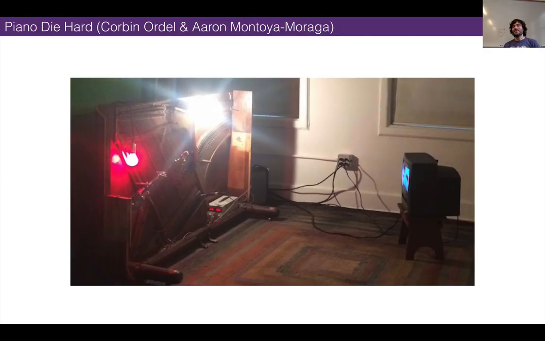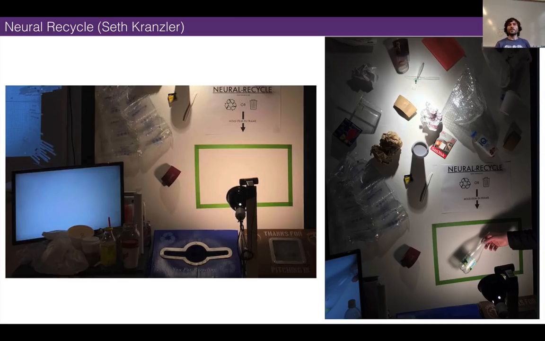So basically, it's a piano that has had its back taken out, and there's a robotic arm on the strings, and they trained it to watch the movie Die Hard. Whenever it detects explosions, since it's constantly classifying the screen image, and Die Hard has a lot of explosions, the piano begins to play itself rigorously. So, piano Die Hard.